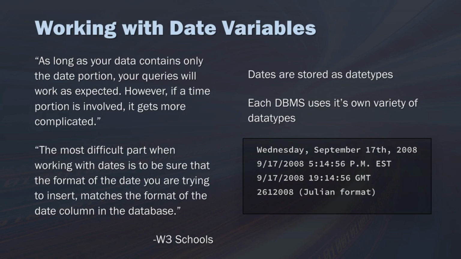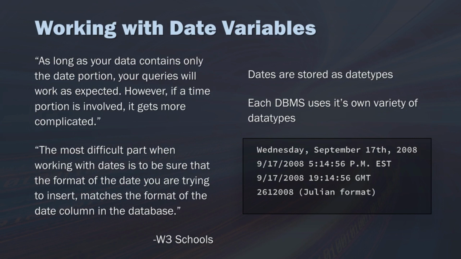What I mean by this is if you look on the right-hand side here, there's a lot of different formats. The first one, we're spelling out the day of the week, we're spelling out the month, and then we have the day and year. The other one, we're abbreviating the month, day, and year, and then we have a time, and we also have the time zone it's in. There's even Julian format. There's a lot of different formats.